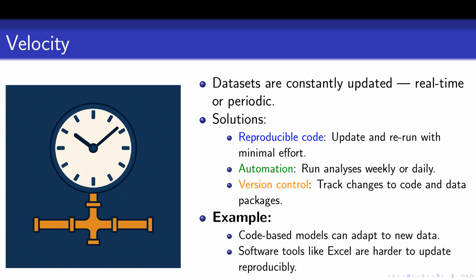First, reproducible code allows them to update analyses with minimal manual effort. Automation ensures that scripts can be scheduled to run regularly, even daily. Version control helps track changes in code and data, which is essential for collaboration and consistency. For example, code-based models can easily adapt to new data, while more static tools like Excel are harder to update in a reliable, repeatable way. Mastering velocity ensures that insights remain timely and actionable.